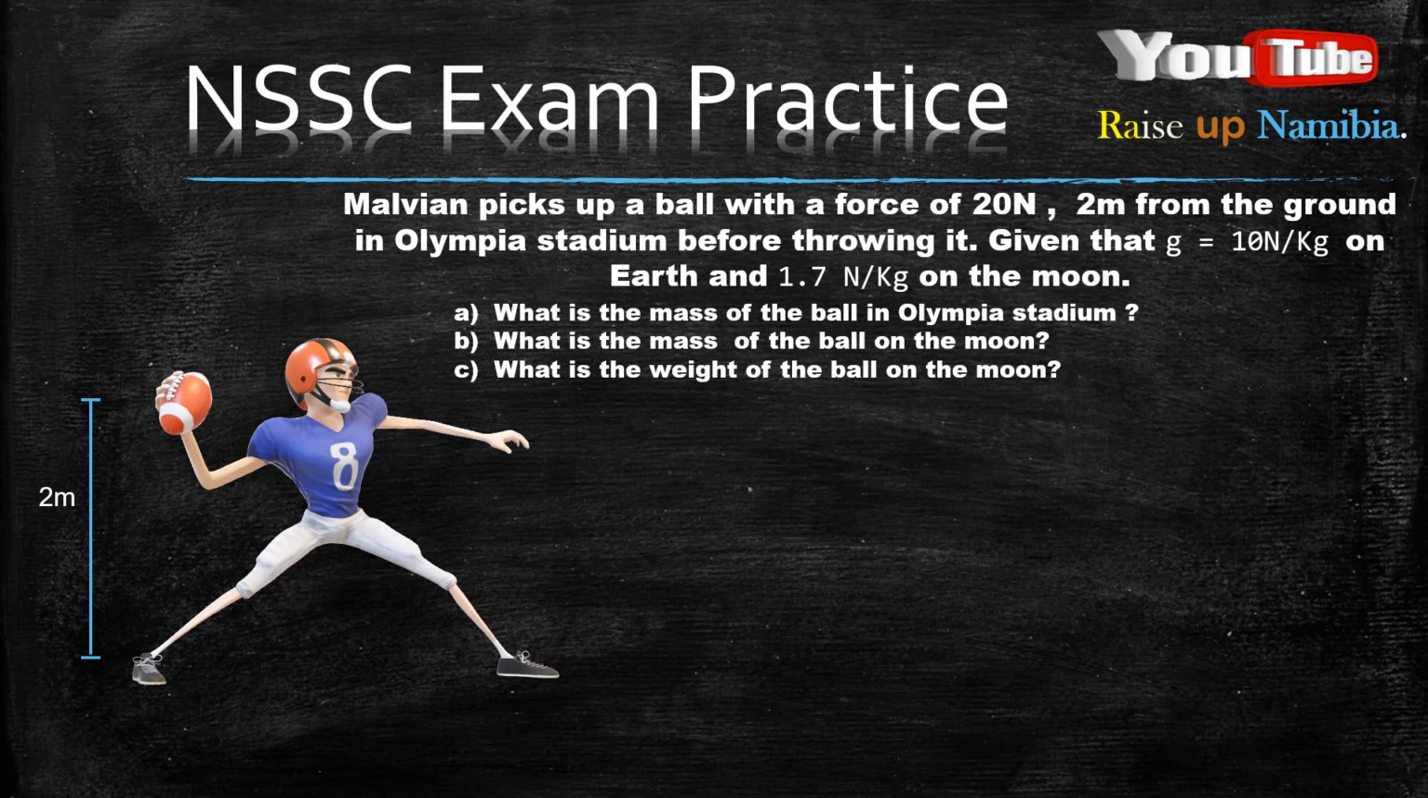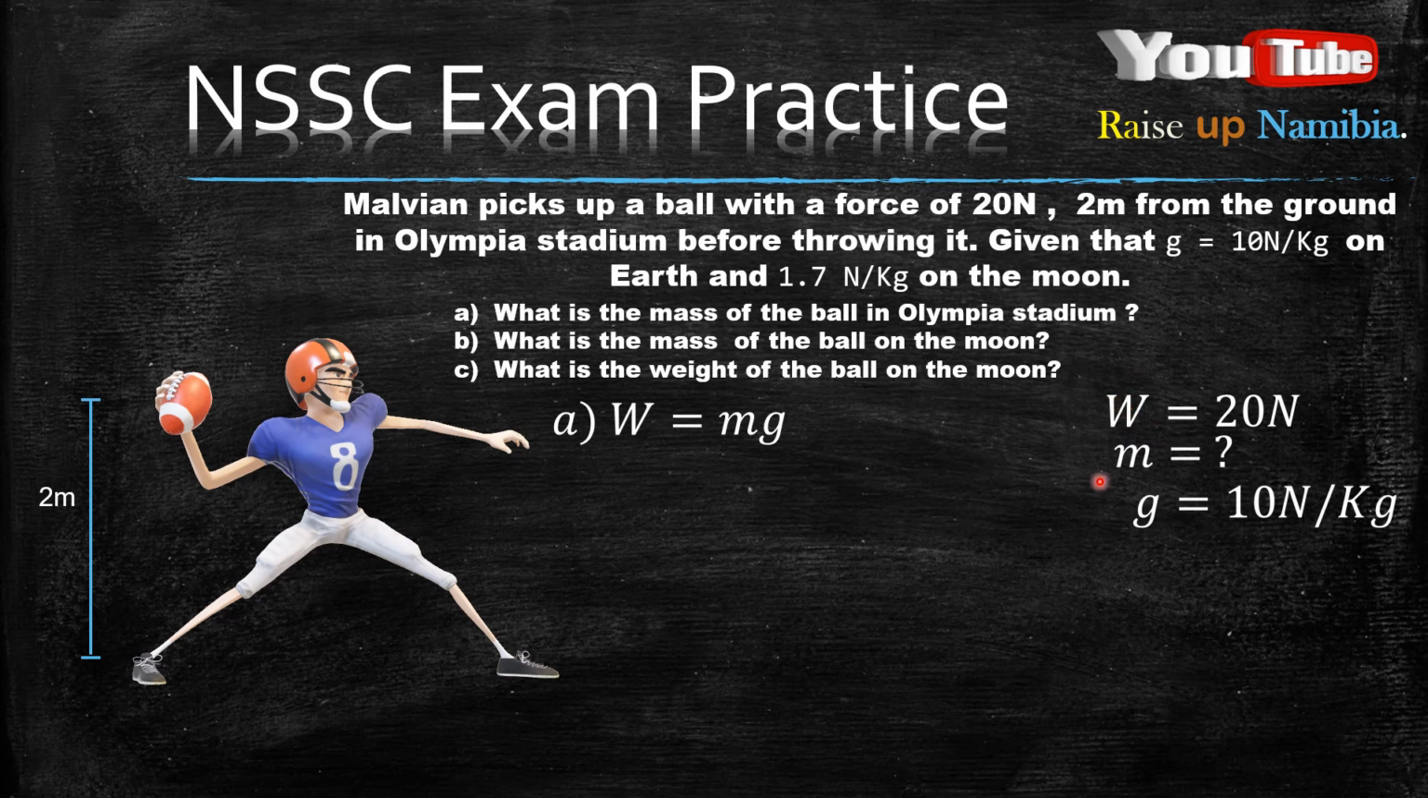Good. Now, let's start with A. That asks, what is the mass of the ball in Olympia Stadium? Now, to find the mass, we can actually still use our weight formula. Okay? Now, remember to check what you are given in the formula. Are we given W? Yes, we have a weight of 20 newtons, which is in the question. Are we given M, which is the mass? No, we are not given the M. It's actually asked in the first question, which is A. Now, are we given g? Yes, we are given g, which is 10 newtons per kilogram.